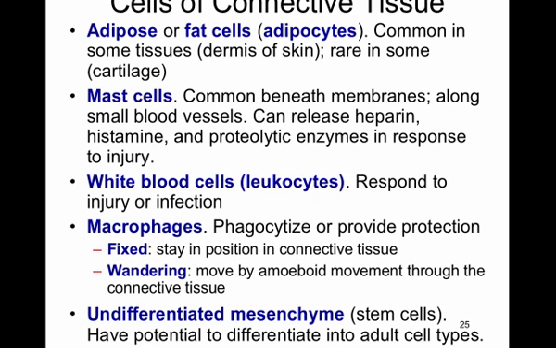Okay, so other cells, we have adipose cells, which are fat cells. They're called adipocytes. They're common in some tissues, like under the skin, the dermis of the skin, and then rare in some. In cartilage, there's not hardly any adipocytes.